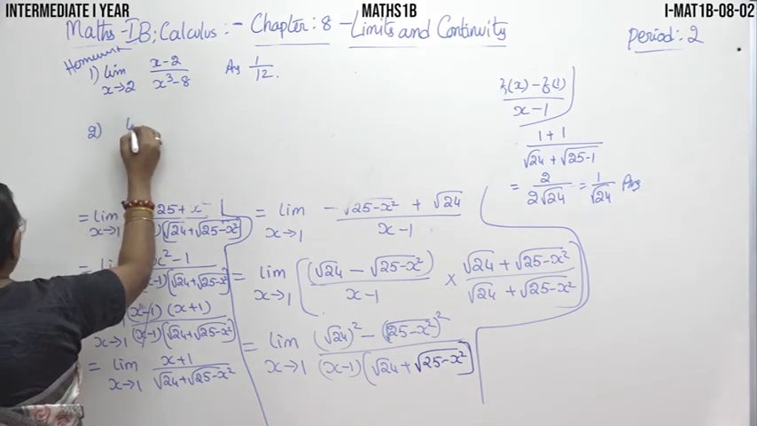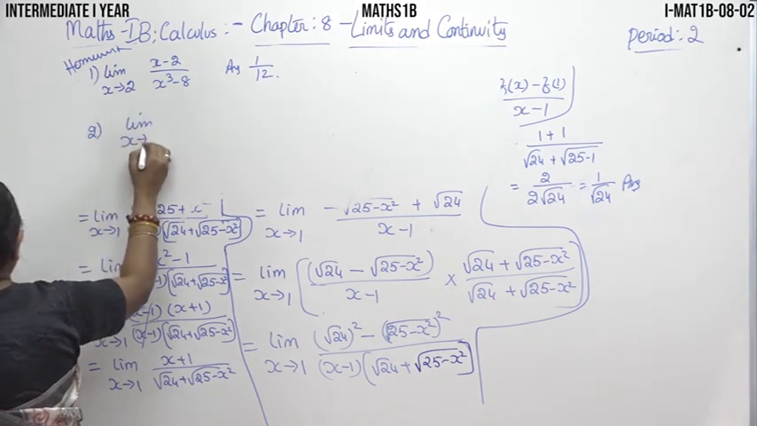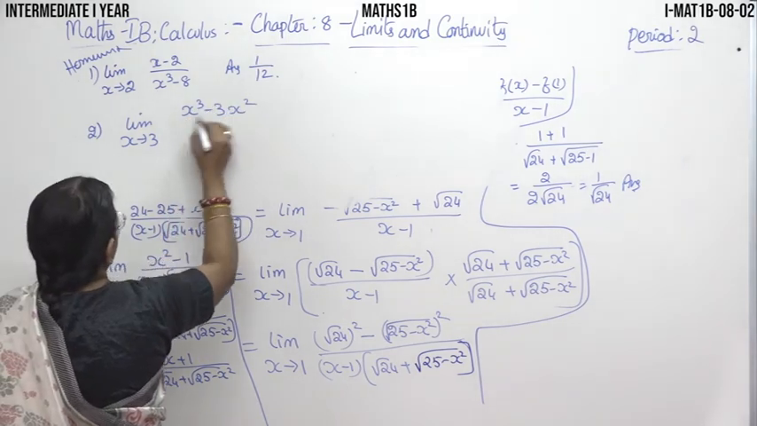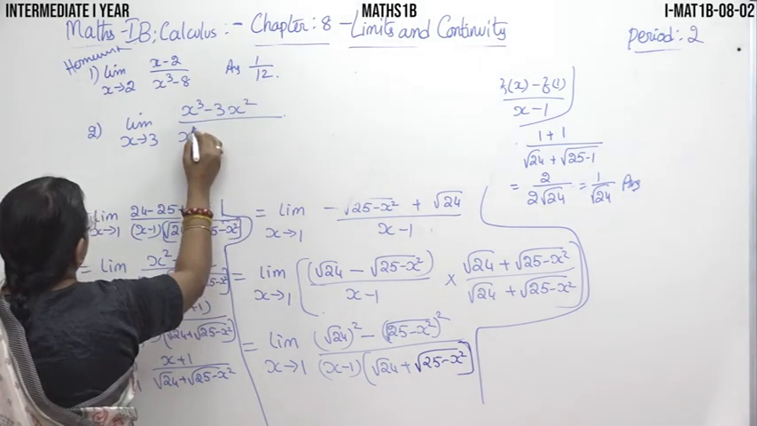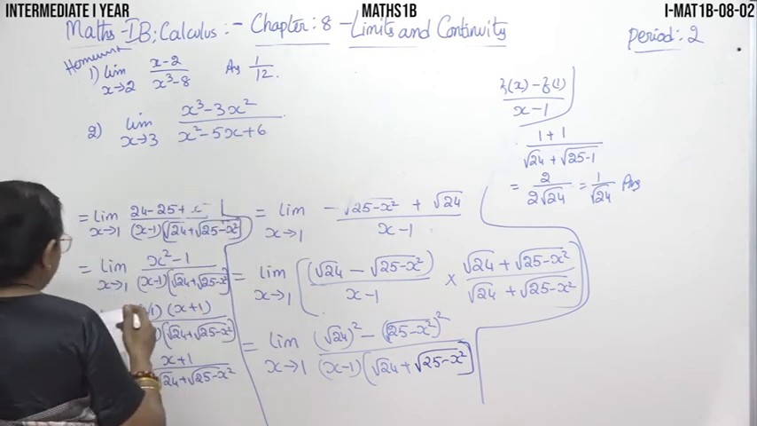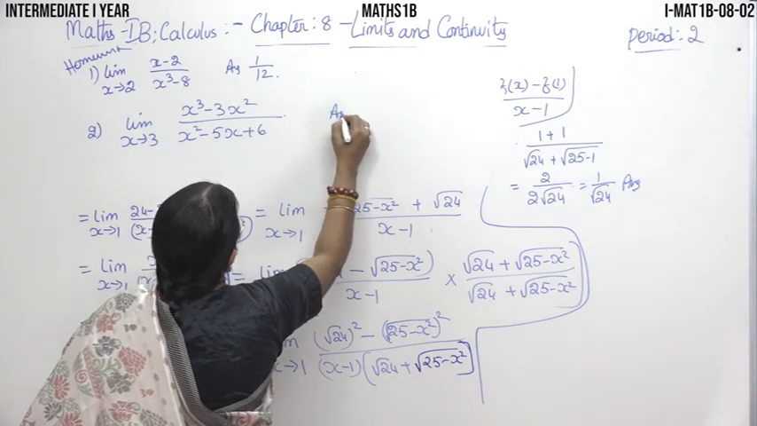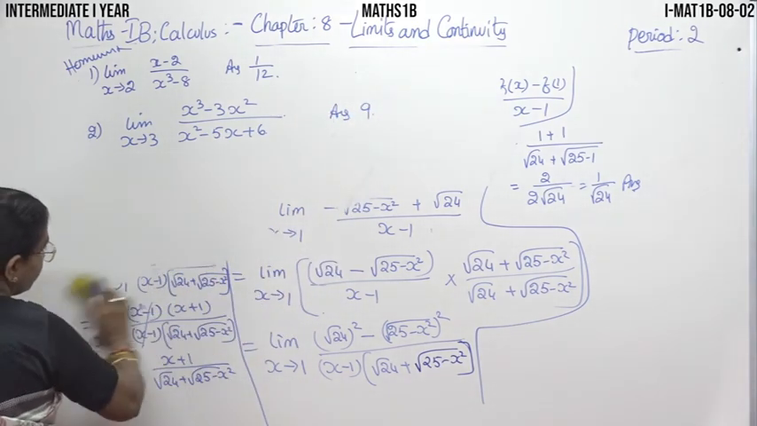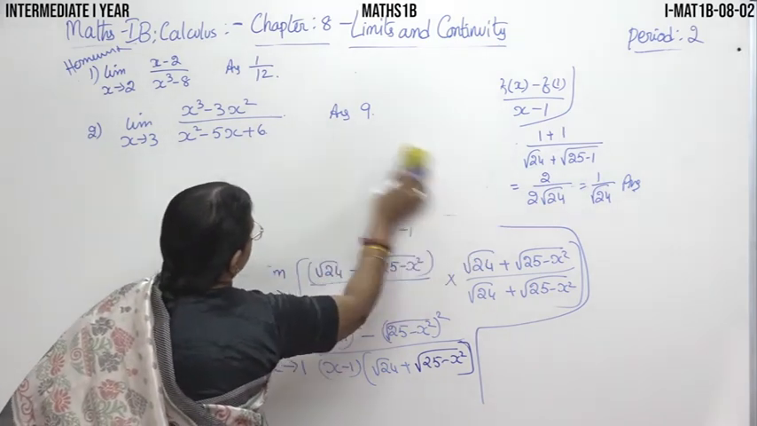Now second problem, limit x tending to 3 of x cube minus 3x square by x square minus 5x plus 6. You can see it is indeterminate form. So must find factors and all. So you can easily do these problems. These are all example problems. So please try.